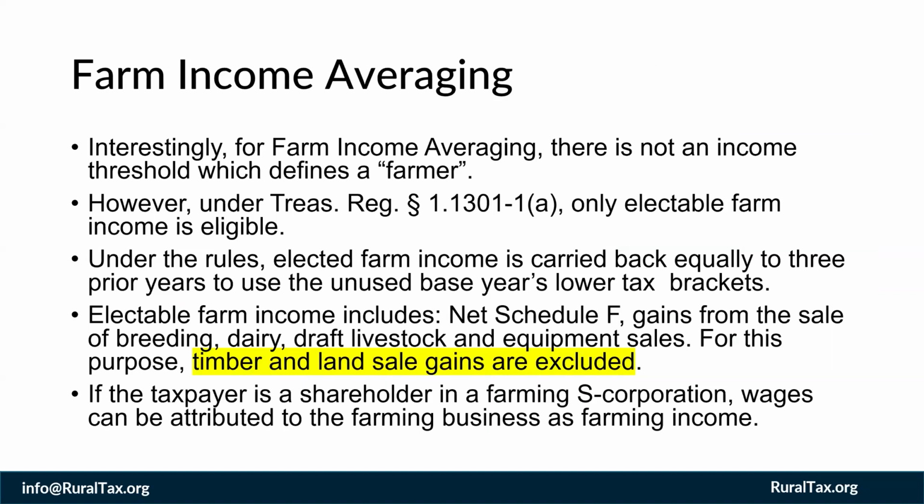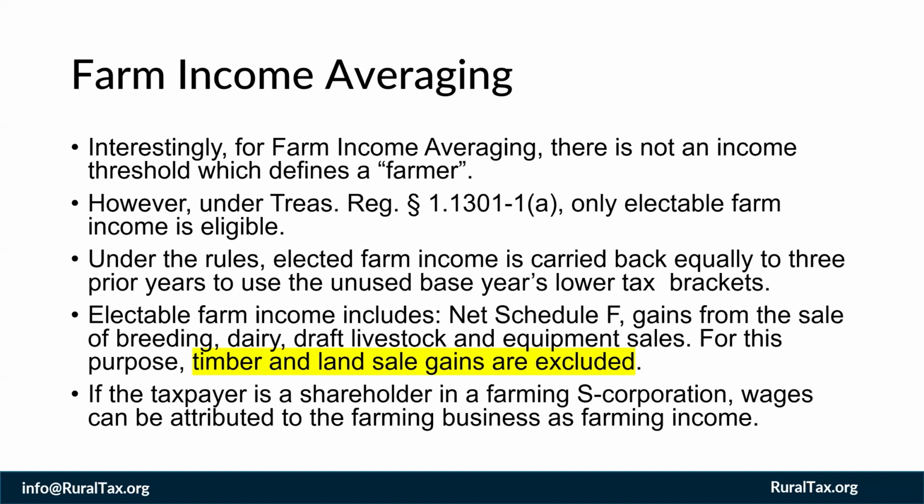So another one here is income averaging. This is for farm income averaging, and farmers and fishermen are two business categories, two different sets of taxpayers that can qualify potentially to average their income and basically be able to reduce their income tax. Interestingly, for farm income averaging, there is not an income threshold that defines a farmer. However, it's going to be electable farm income that's going to be eligible for that.